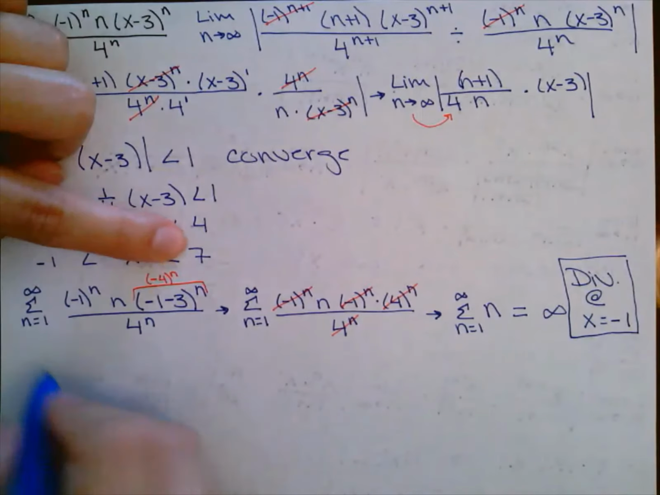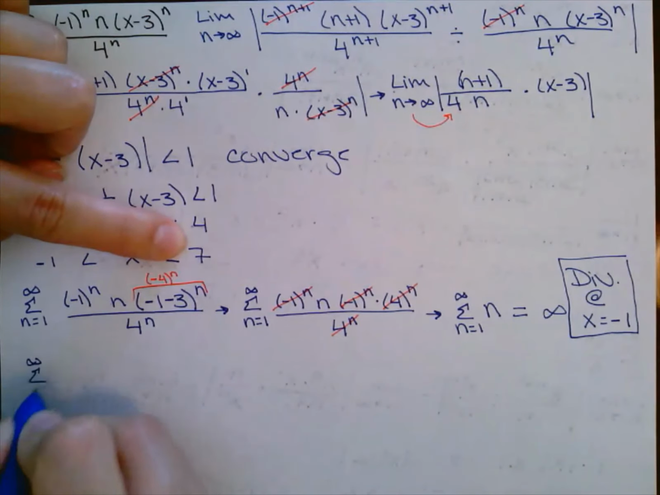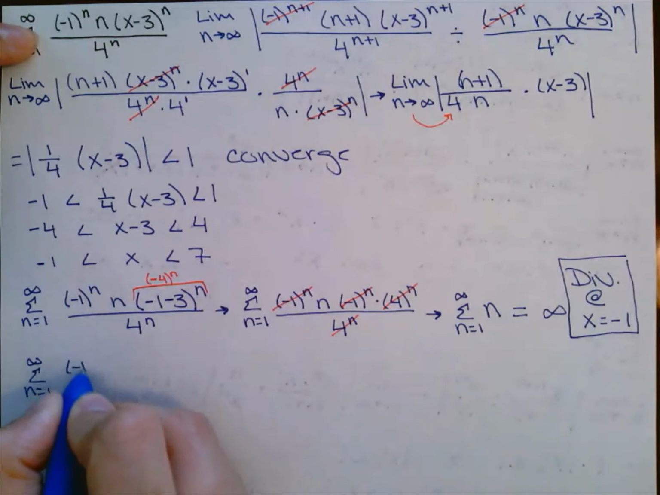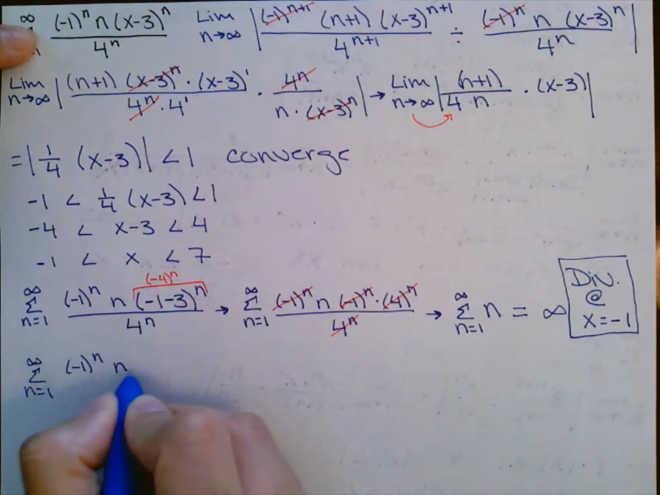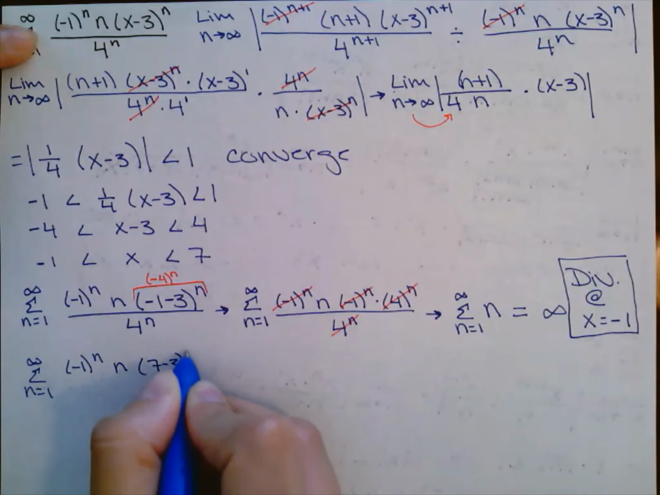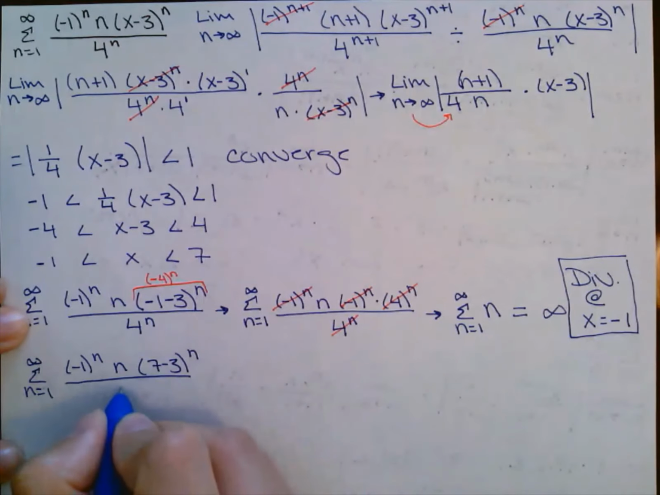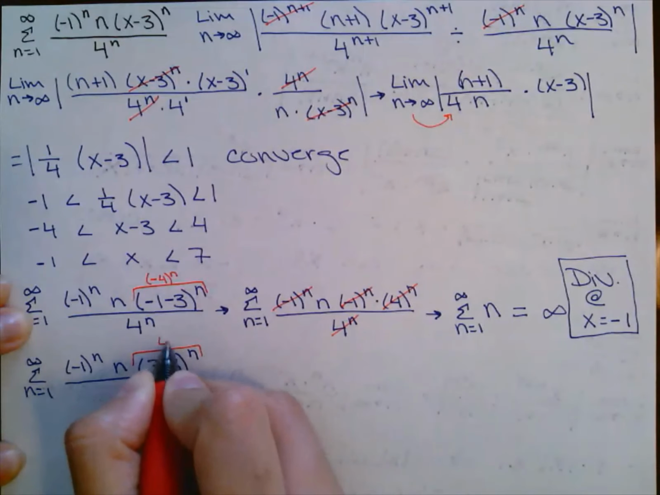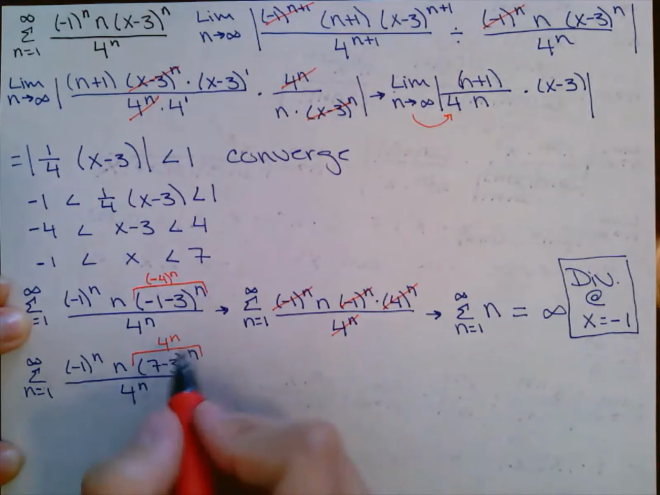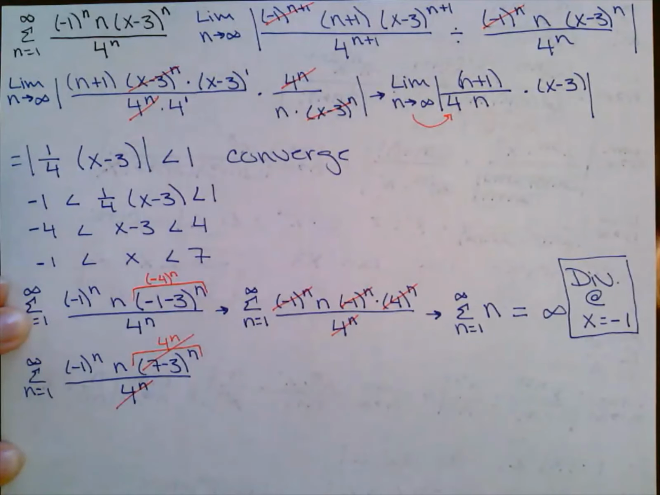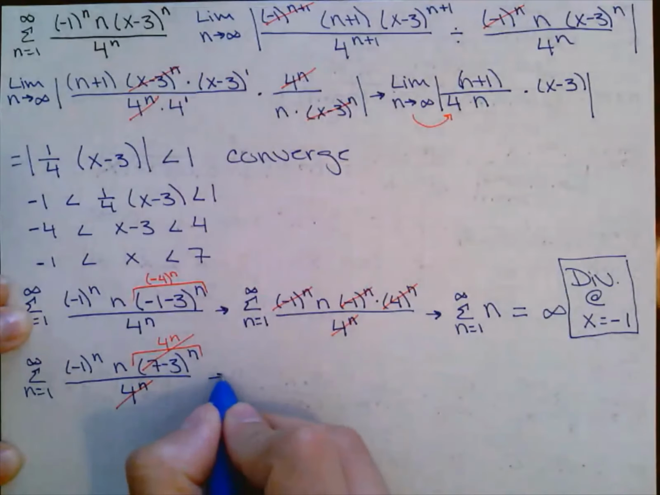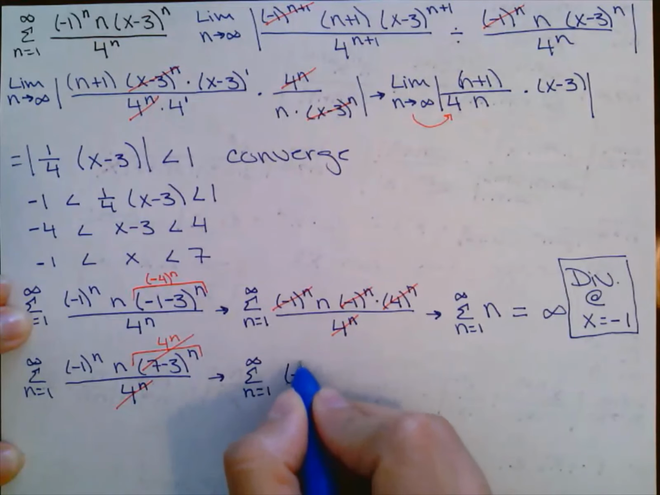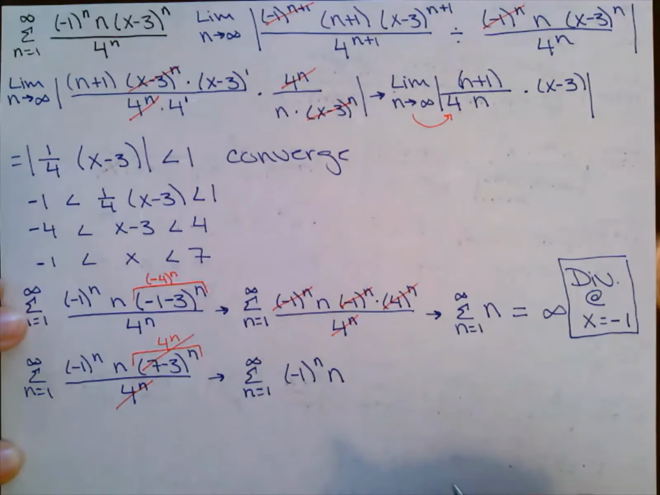Let's do the same thing for 7. My infinite series, plugging 7 into my original function, so I have -1 raised to n times 7 minus 3 raised to n over 4 raised to n. I know that this portion right here is going to give me a +4 raised to the n. So that means that this will cancel out with this 4 raised to n. So now I have -1 raised to n times n.